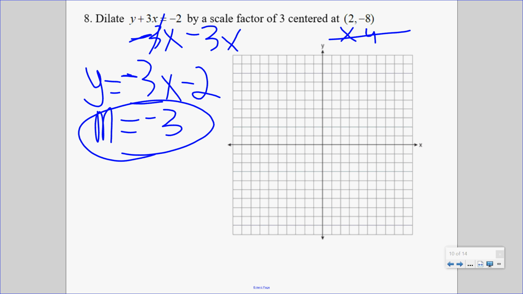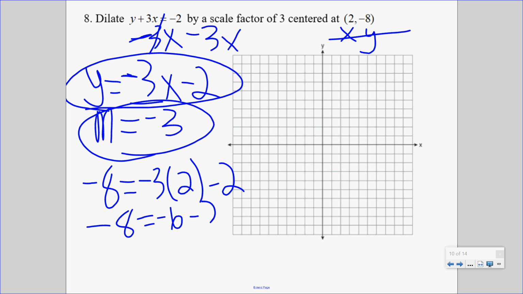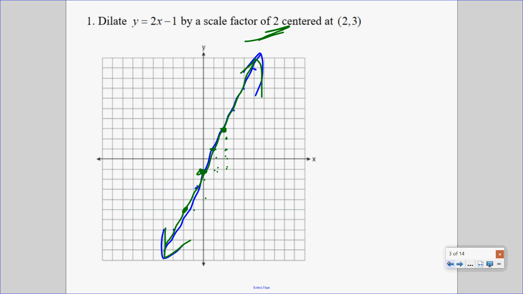X is 2, y is negative 8. It doesn't matter which one you sub into. I'll sub into that one. Negative 8 equals negative 3 times 2 minus 2. Negative 8 equals negative 6 minus 2. Negative 8 equals negative 8. That checks out. On the line.